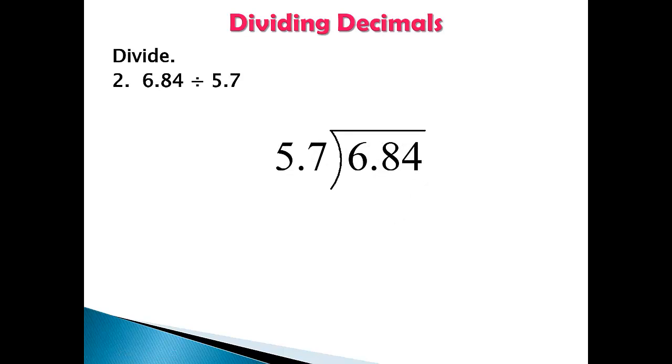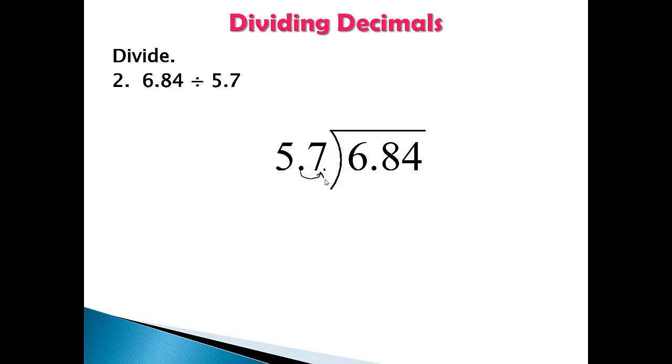For number 2, we're going to go ahead and divide. We have 6 and 84 hundredths divided by 5 and 7/10. 6 and 84 hundredths is our dividend, so it goes underneath, and 5 and 7/10 is the divisor. It goes on the outside. 5 and 7/10 is not a whole number, so we need to convert it to a whole number. And to make this into a whole number, we would multiply it by 10. Multiplying by 10 basically means we move our decimal one place to the right.